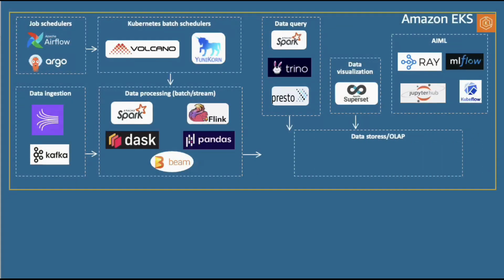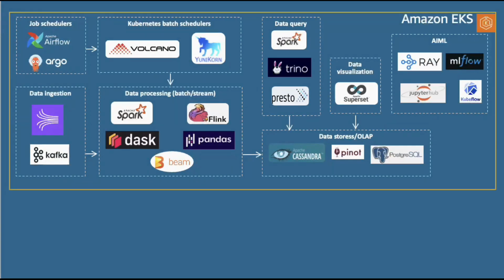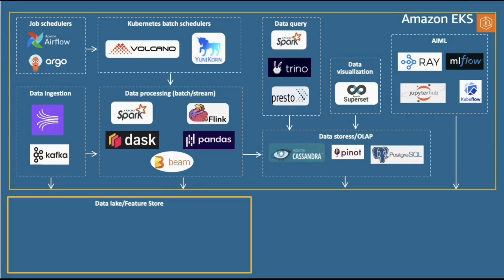Then we also need to have some data stores or OLAP based platforms for storing the data. It could be Cassandra, or it could be Pinot, or it could be PostgreSQL. There could be many other options, but these are some of the popular options out there in this category. Now that we have discussed various workloads that could run in the EKS cluster, what's important here is that the underlying computing and storage platform is very much important to host all of these workloads. So let us look at the storage options first.